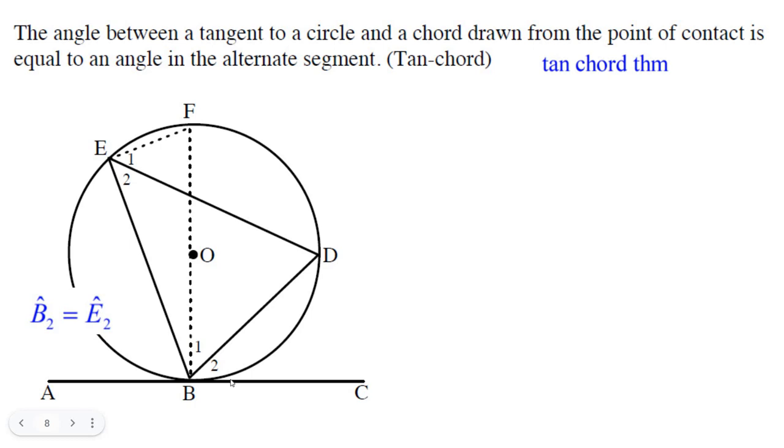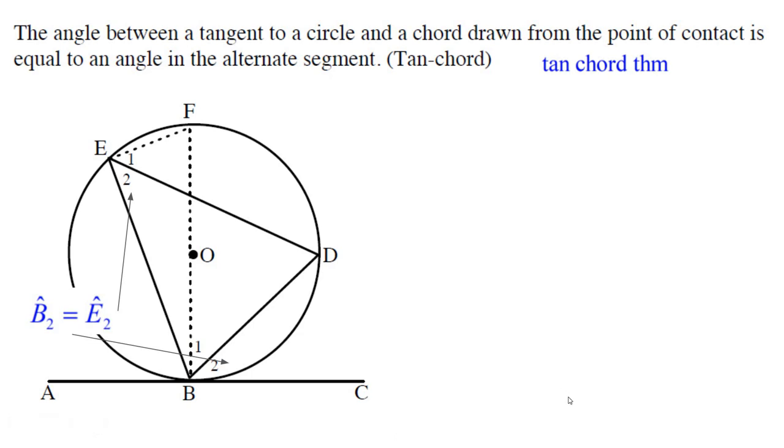It always equals the angle that's in the alternate segment right up here at the top that subtends that same chord, that opens up to that same chord. It's like if this was a sail, you'd be hanging on to this little piece here, the chord. The top of the sail is what the angle is equal to. B2 right there equals E2 right there. That's called the tan-chord theorem.